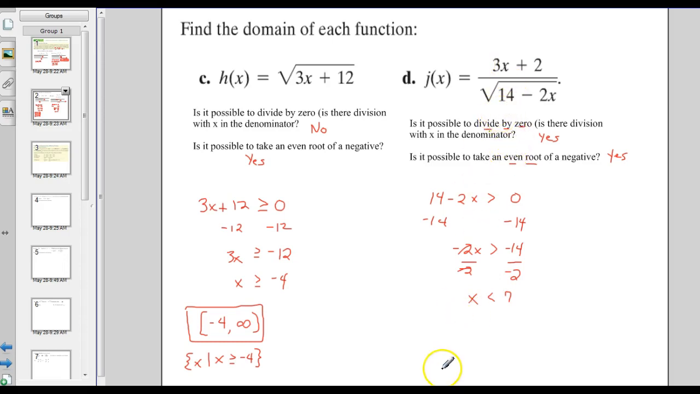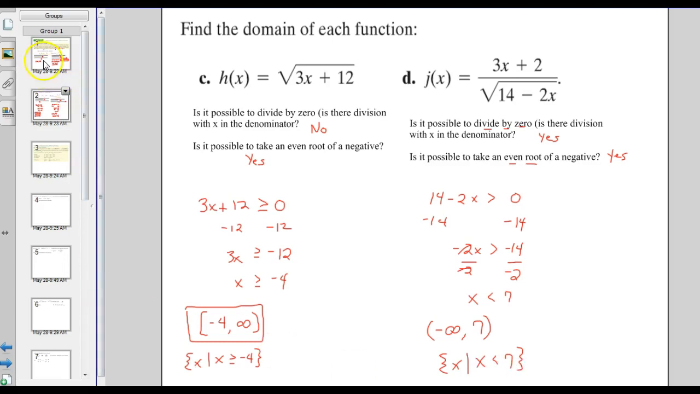Okay, so to write that, everything less than 7, that goes all the way down to negative infinity, and then it comes up and stops at 7. Okay, but we don't include it, so we put a parentheses. It's not underlined, so we use a parentheses. Okay, set notation, we would just write x such that x is less than 7.